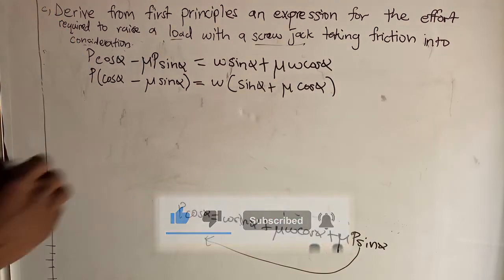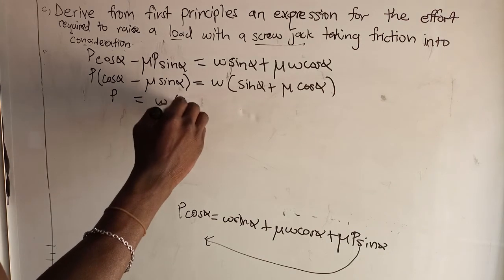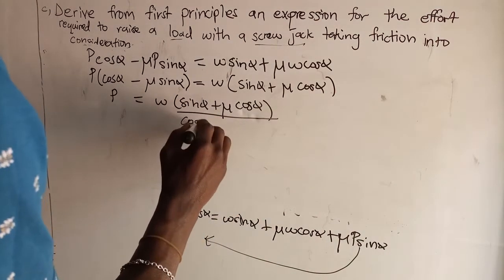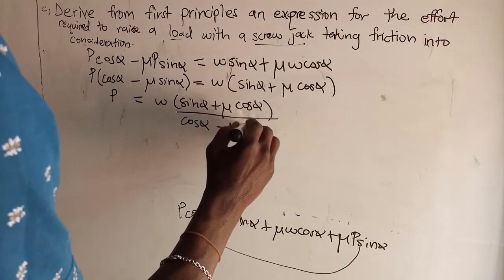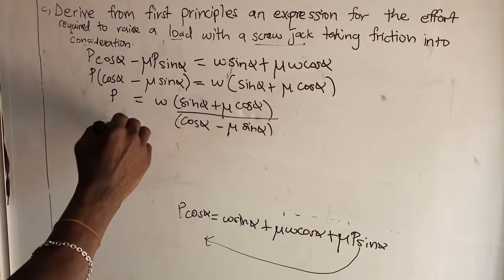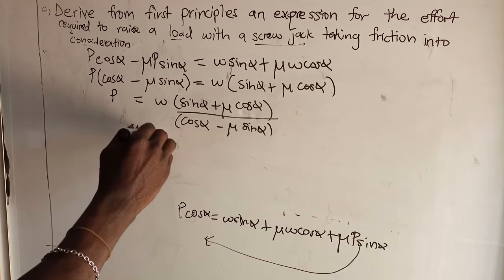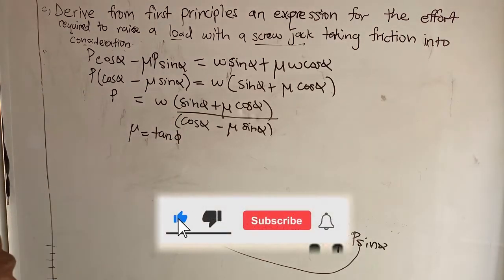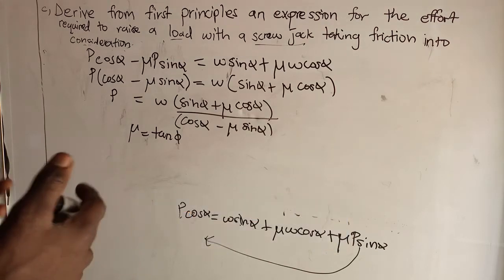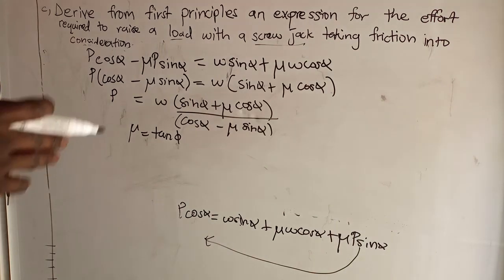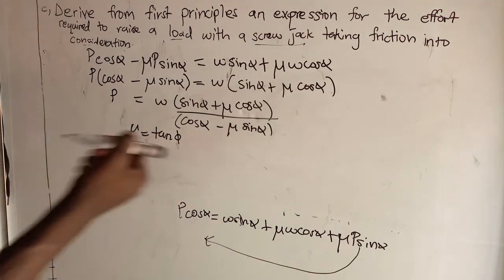Making P the subject, we have P equals W times sin alpha plus mu cos alpha, over cos alpha minus mu sin alpha. We have to note something here. Remember that mu equals tan phi, and this is true when we are deriving the limiting angle of friction, that angle which the resultant reaction R makes with the normal reaction. Actually, perhaps I'll be making a video for this too, proving that mu equals tan phi.